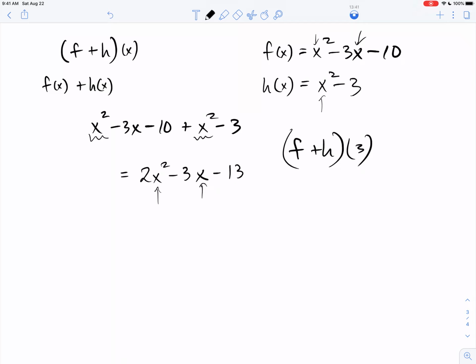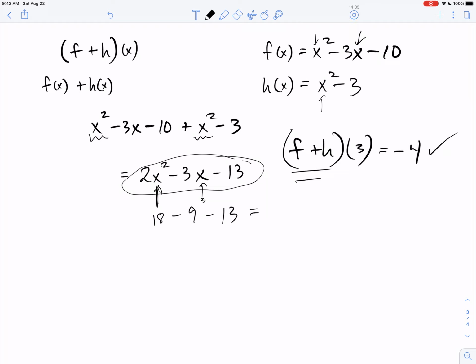Because if I do, for the first part, 3 squared is 9. 9 times 2, that's 18. Minus, here it would just be 3 times 3, so that's 9. And then take away 13 more. So to me, if I wanted to find f plus h of 3, this time using my function is a faster route. And what do I end up with? Negative 4, and I go, cool, and I'm done.